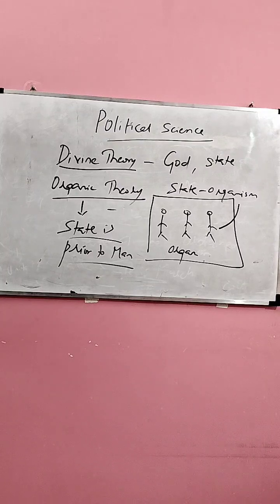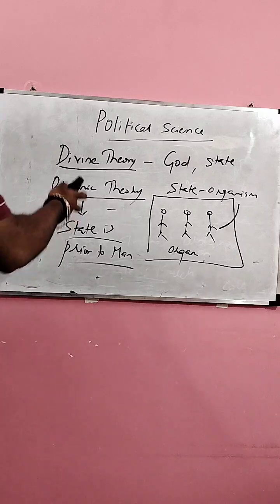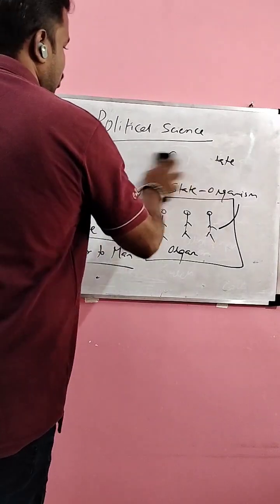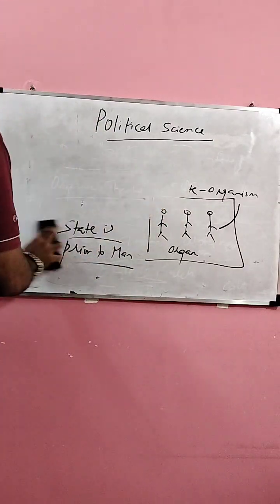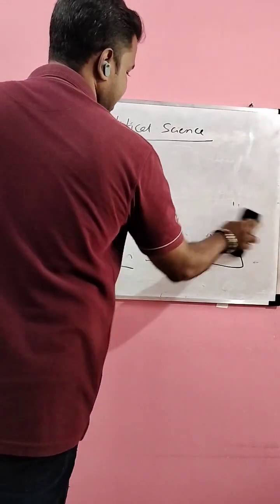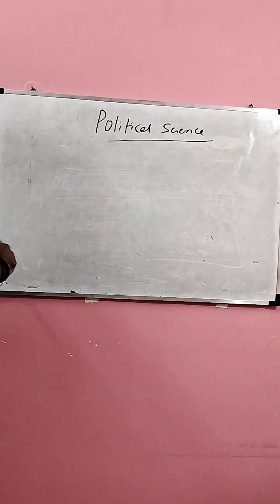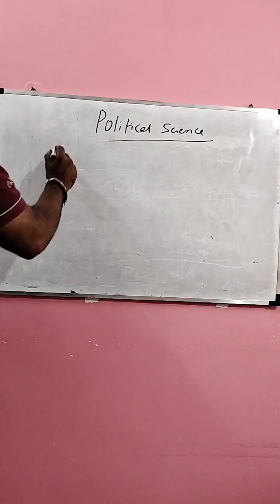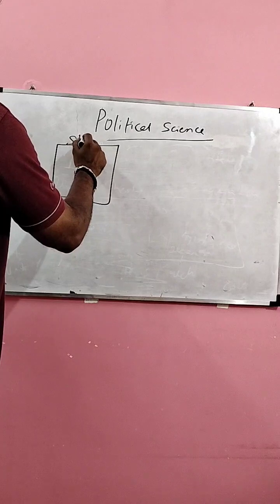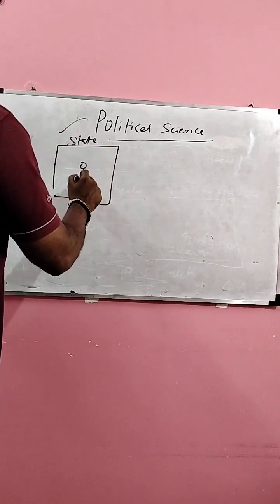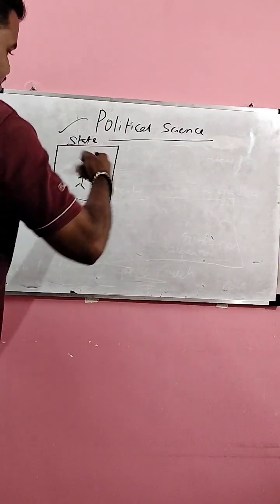Got it? So we have just looked into the divine theory and organic theory. So political philosophy starting from the ancient period was giving more importance to the state than the individual. Am I correct? State was given more importance. Individual was within the state.